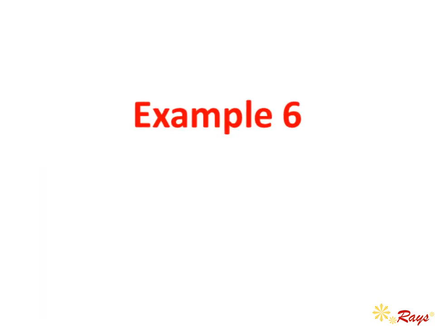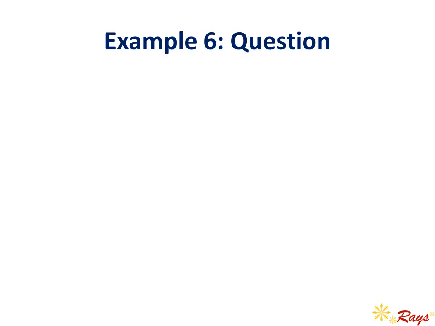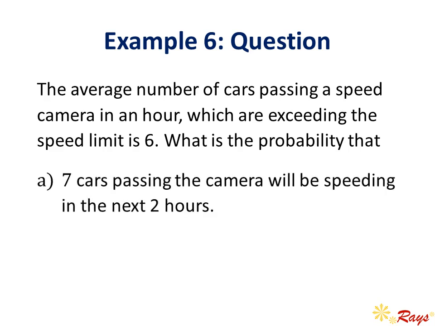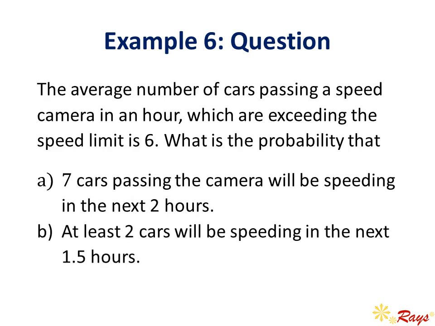Example 6. Question for example 6. The average number of cars passing a speed camera in an hour which are exceeding the speed limit is 6. A. What is the probability that 7 cars passing the camera will be speeding in the next 2 hours? B. At least 2 cars will be speeding in the next 1.5 hours.